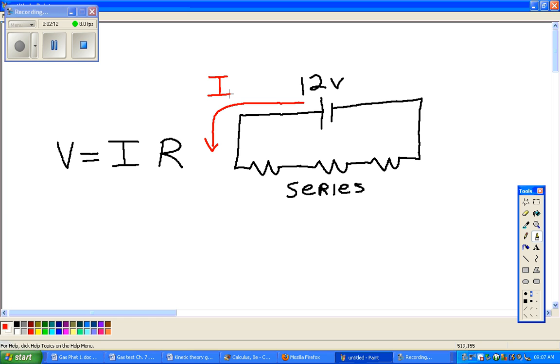We will measure current in amps. Amps is going to measure the number of electrons that flow past in a second. It actually measures 1 coulomb of electrons per second. A coulomb is 6.25 times 10 to the 18th electrons, which is a large number of electrons. You need to know that current is measured in amps. Voltage is measured in volts. The resistance will be measured in ohms.